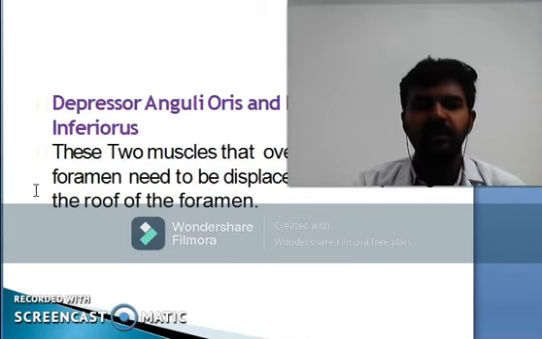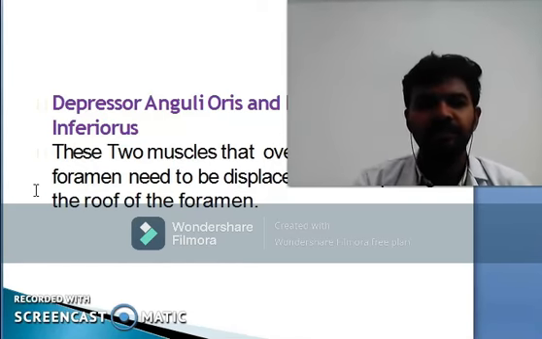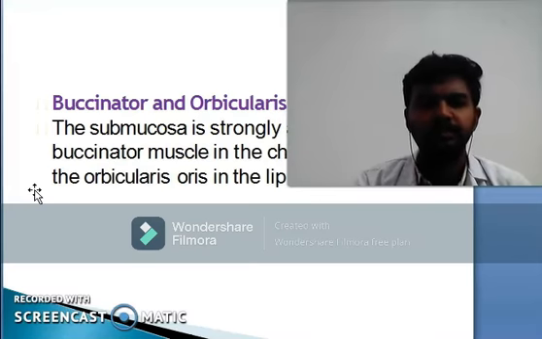The depressor anguli oris and the depressor labii inferioris, these two muscles that overlay the mental foramen, need to be displaced when exposing the roof of the foramen. Once the flap is elevated past the mucogingival junction, these muscles can be released by using a wet gauze to push back the flap. The wet gauze is used to protect the mental nerve.